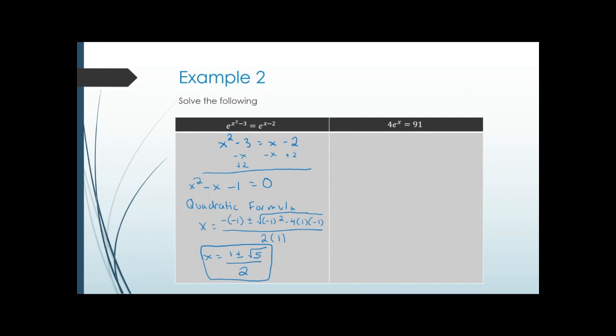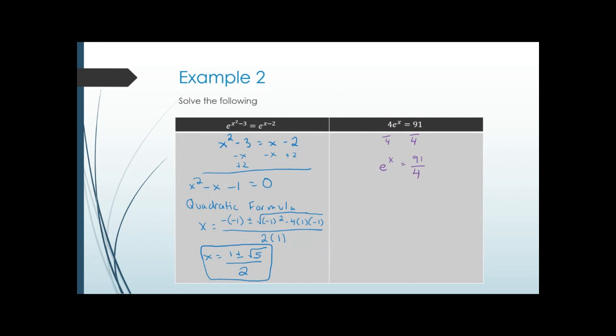And to do that, you first have to get your exponent part by itself. So that means I have to get rid of that 4. So I need to divide everything by 4. So I have e to the x equals 91 over 4. I'm going to leave that as a fraction because we don't want to do any rounding until the very end.